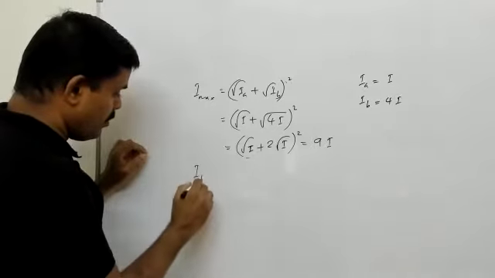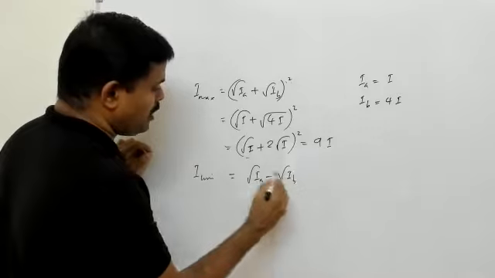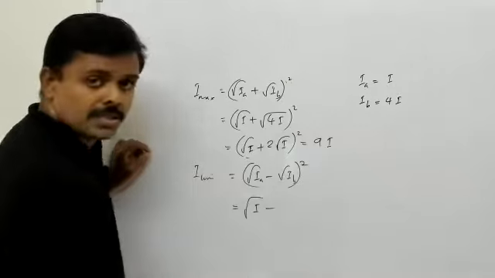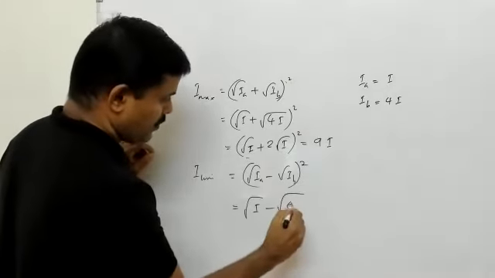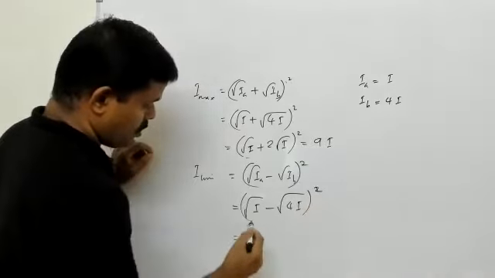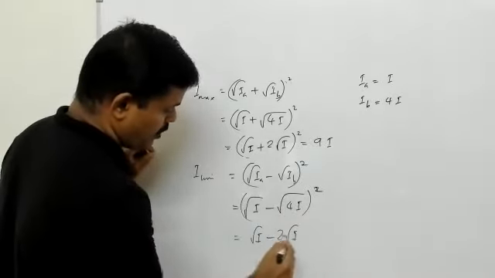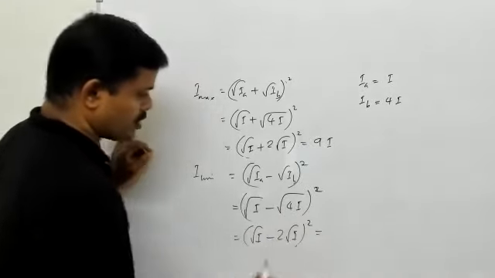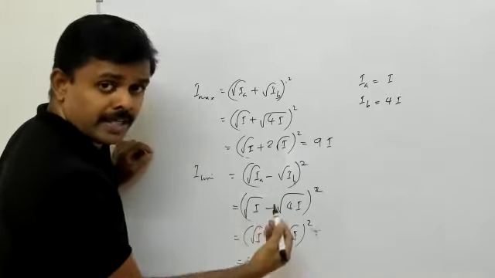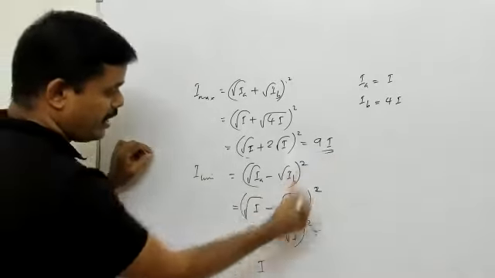And what about I minimum? I minimum is root of IA minus root of IB the whole square, if you remember. So root of IA is root I, minus root of IB, which is root of 4I, the whole square. Root I minus 2 root I. 1 root I minus 2 root I is minus 1 root I. Minus 1 root I square is I. So I max is 9I, I min is equal to I.